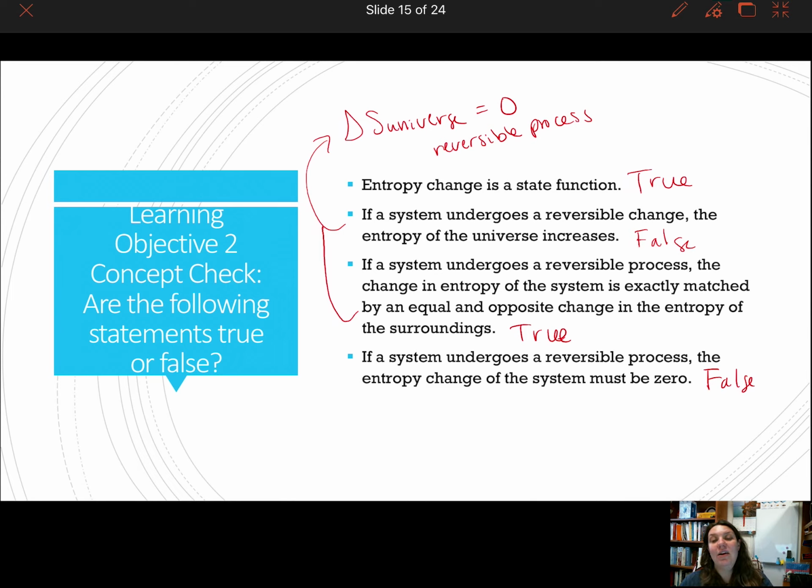Which is why we have to have a 0, right? If we have an increase in the entropy of our universe, we can't get to the exact same state we're at when we go in the opposite direction. So we have to have a delta S of our universe being 0, but if the system and surroundings changes are equal to each other, then when they go back in the opposite direction, they'll be exactly like they were at the beginning of the process. Okay, let's try one more.